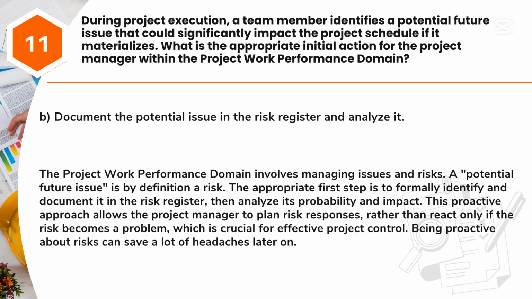Answer: B. Document the potential issue in the risk register and analyze it. The project work performance domain involves managing issues and risks. A potential future issue is by definition a risk. The appropriate first step is to formally identify and document it in the risk register, then analyze its probability and impact. This proactive approach allows the project manager to plan risk responses, rather than react only if the risk becomes a problem, which is crucial for effective project control. Being proactive about risks can save a lot of headaches later on.